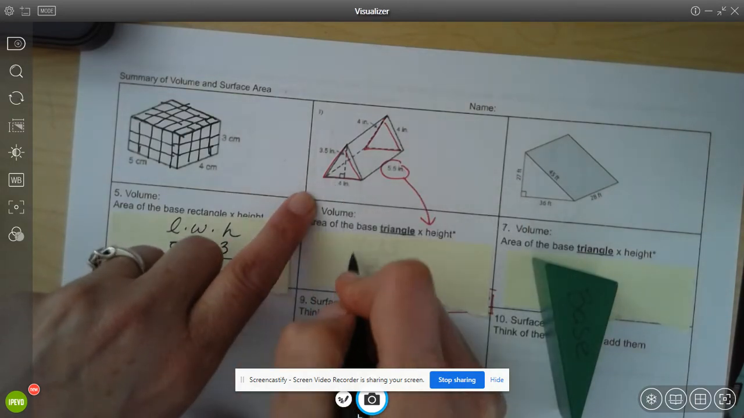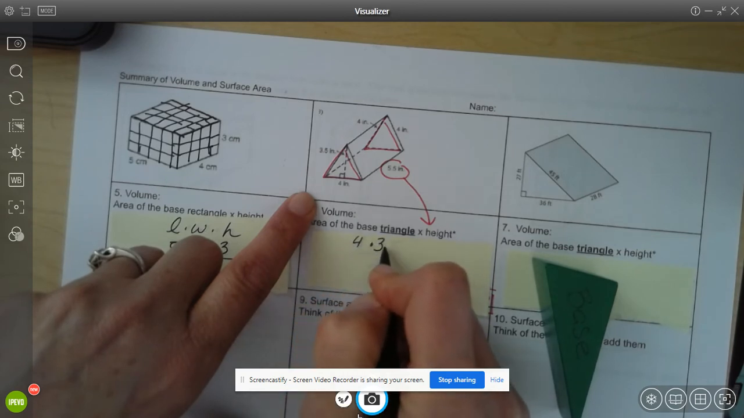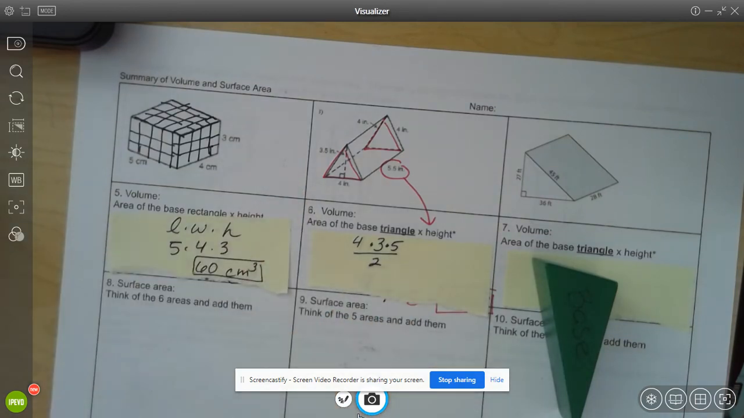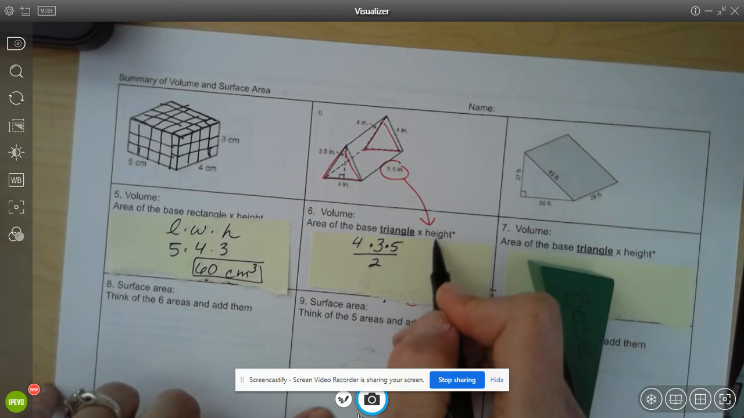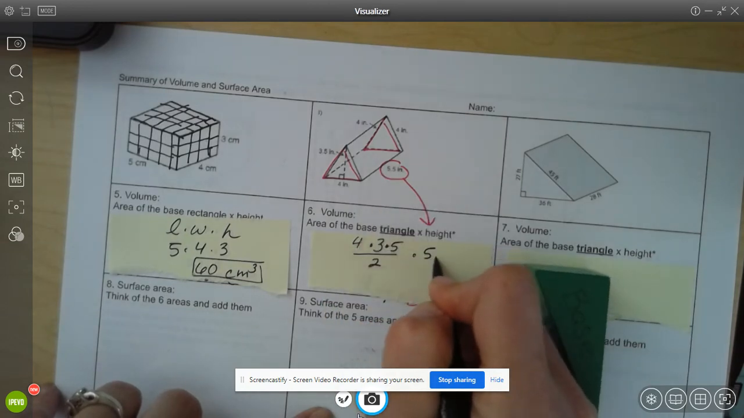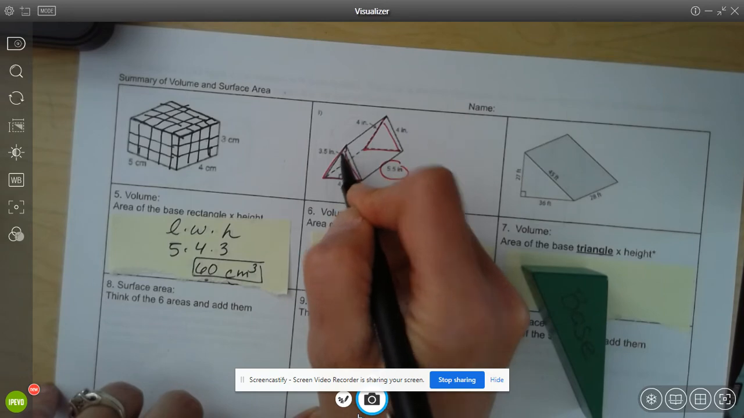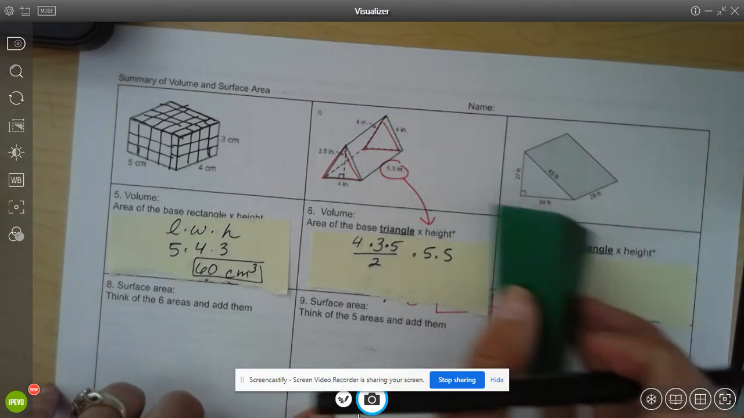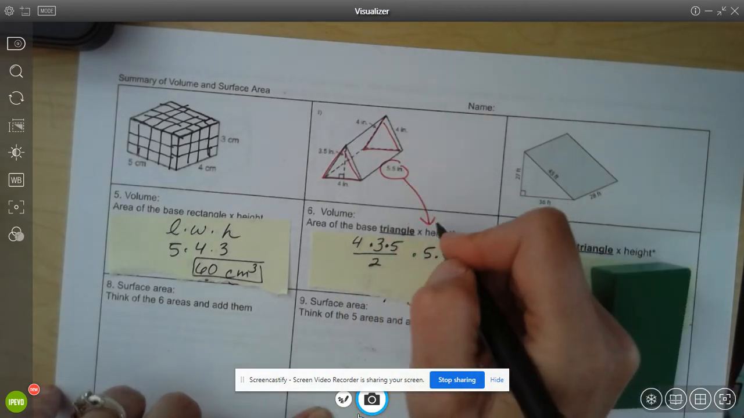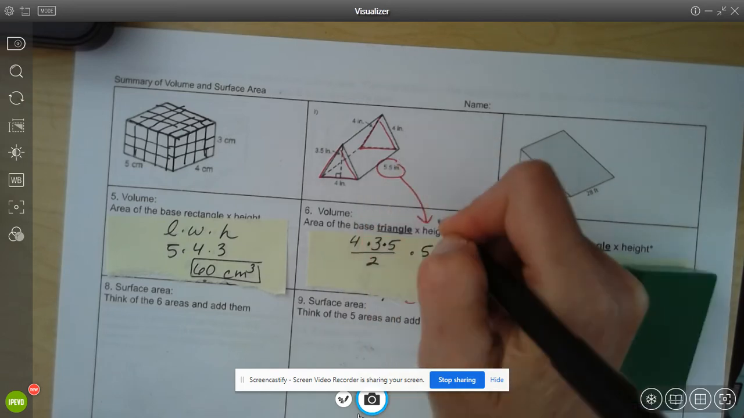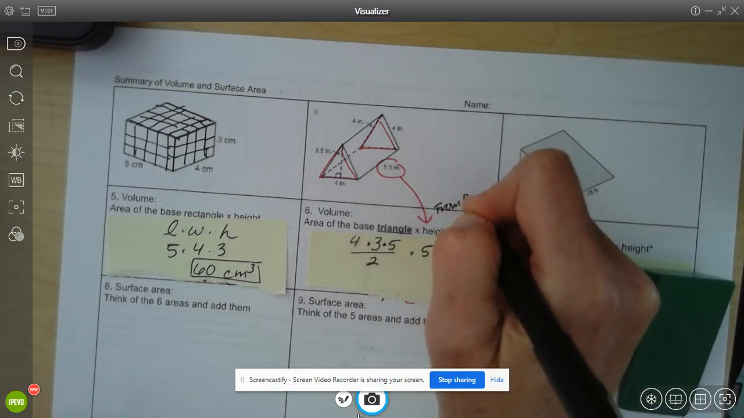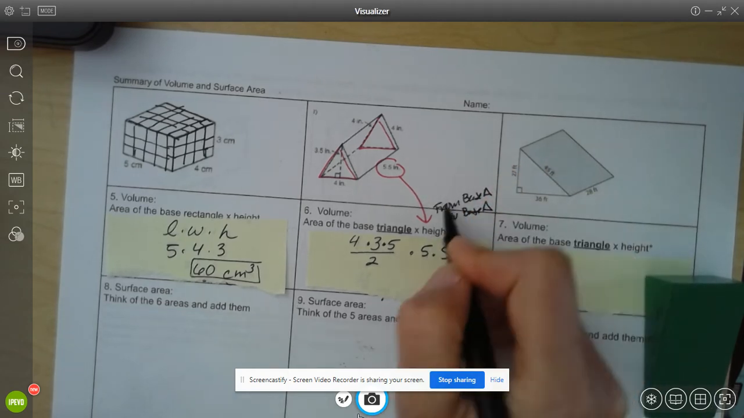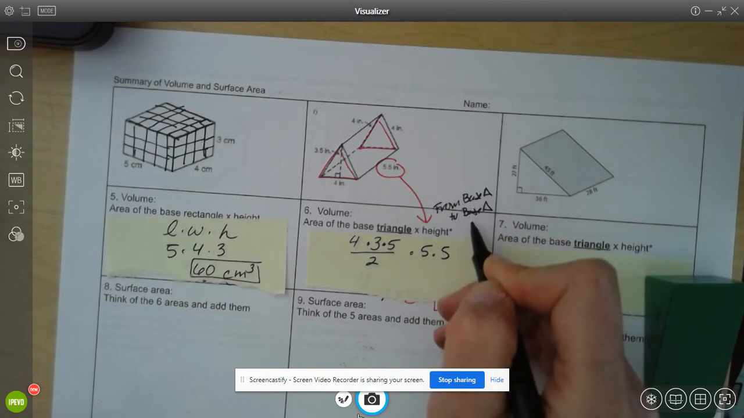I need the 4 and the 3.5 because those are perpendicular to each other. And I'm going to divide them by 2 because it's a triangle. And then for the height, I'm going to fill in the 5.5. And you're like, that's not the height. The height's how tall it is. That is how tall it is. It's just the artist drew it laying on its side. By definition, the height is the distance from base to base. So the height is the distance from the base triangle to the base triangle.